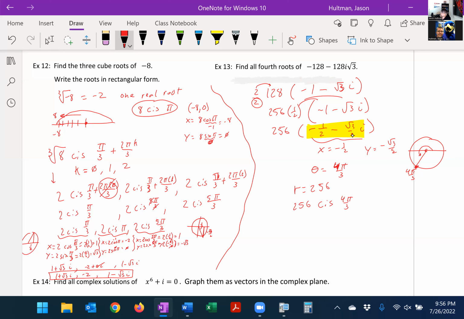Okay, but we want all 4th roots of this. So we're really raising this to the 1/4 power. We want the 4th roots. Well, what's the 4th root of 256? So this is going to be the 4th root of 256 times cis of 4 pi over 3 plus 2 pi k over 3. And we have 4 roots, so k is going to be 0, 1, 2, and 3.